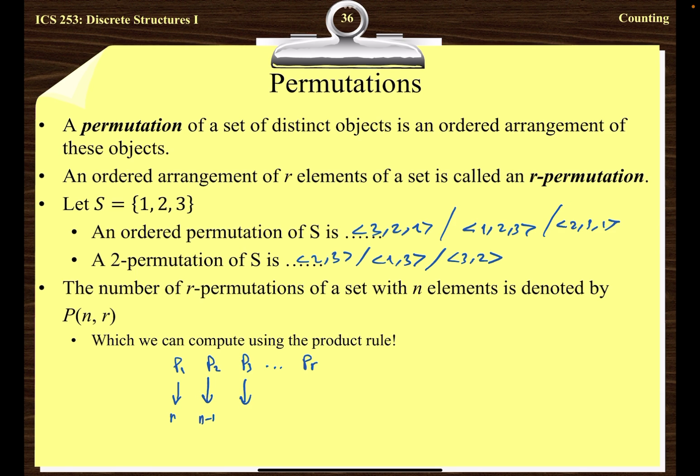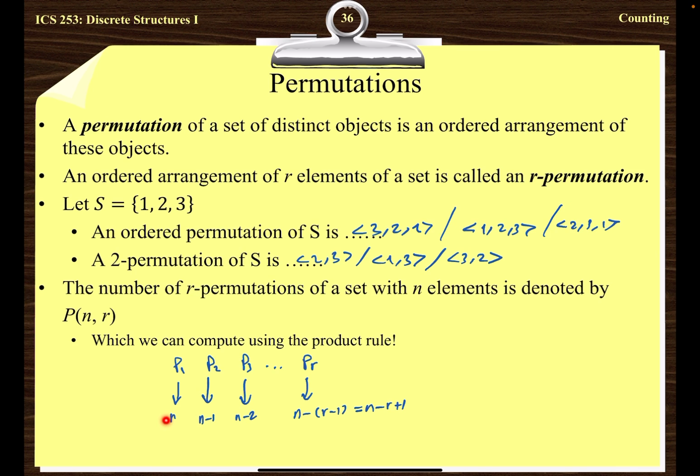Position 3, and then position r. It is r minus 1, right? Just look at the pattern. Position 1 went to n. Position 2 went to n minus 1. Position 3 went to n minus 2. Every time it goes one less. So what is 1 less of r? r minus 1, which is the same as n minus r plus 1.